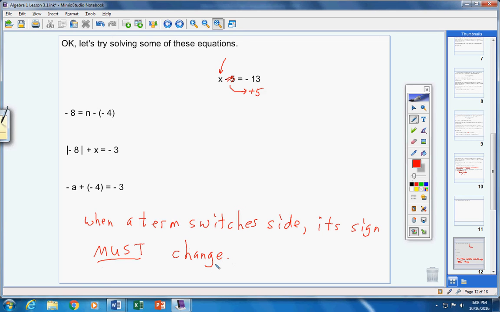I'm going to pause a second while you copy that in your notes. When a term switches sides, its sign must change. Let me say that again. When a term switches sides, its sign must change. Now I'm going to erase this, so if you're not done, pause the video, okay?